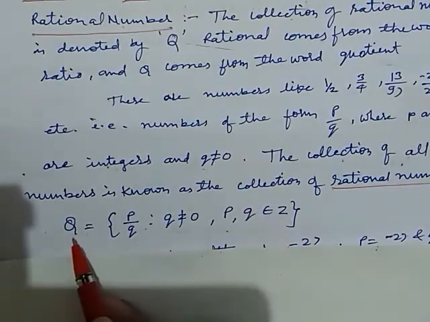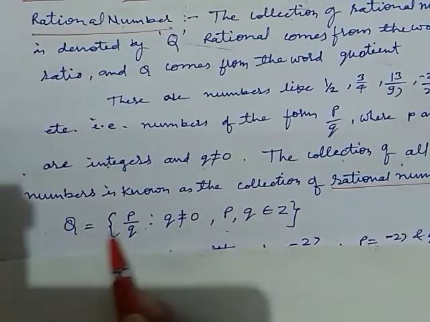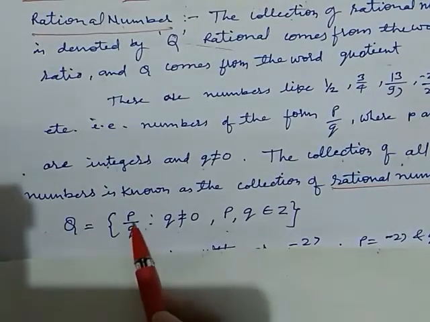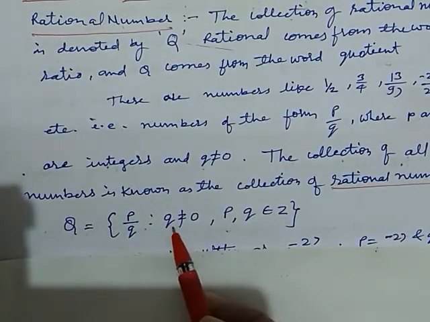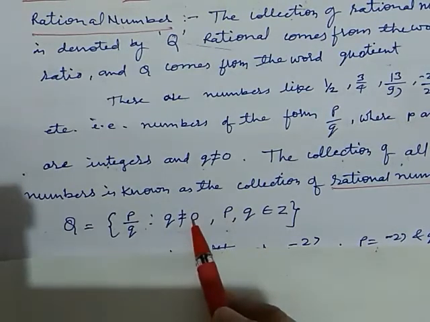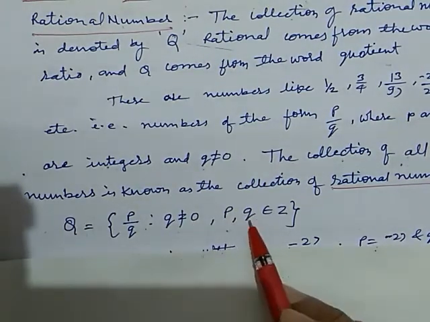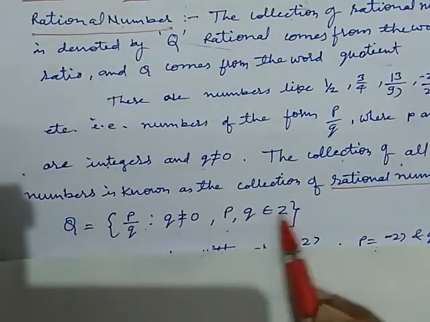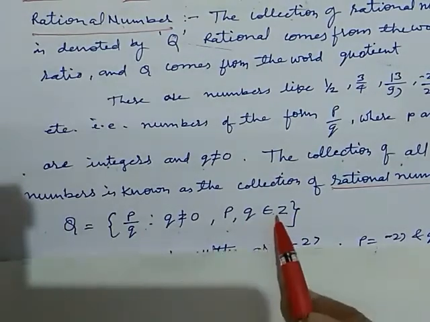So how do we represent Q? Q is the symbol of rational numbers, and it is represented in the form p by q, where q must not be equal to 0. p and q belong to Z, which means p and q are integers.